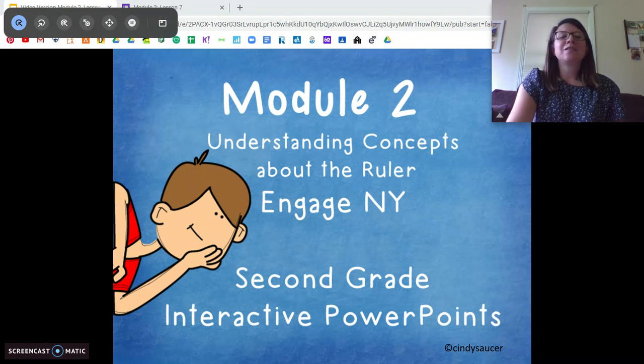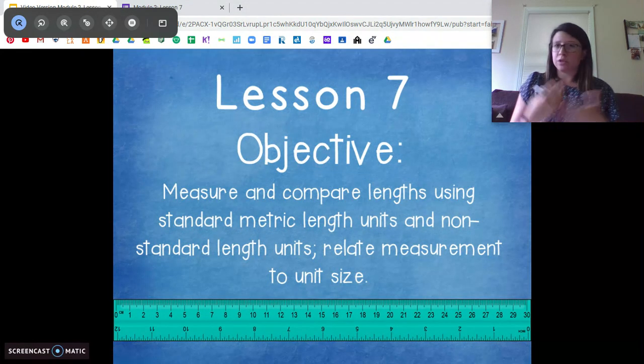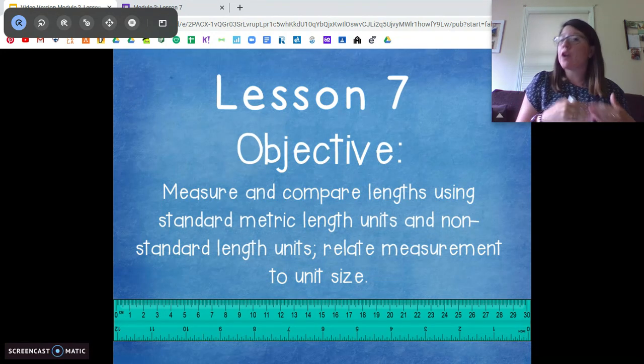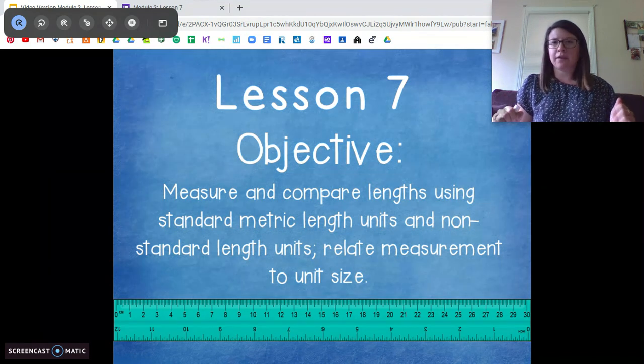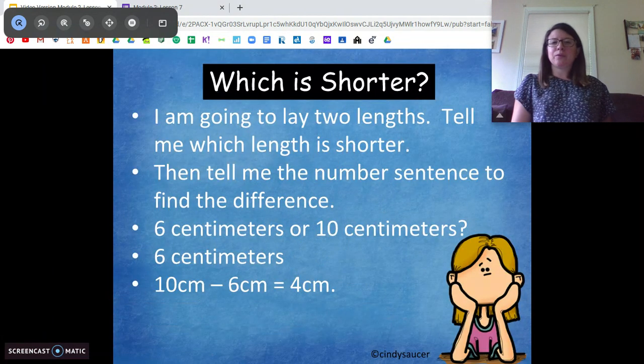Okay. So our objective for this lesson is to measure and compare lengths, which is what we've been doing, using standard metric units, which is the centimeter we've been talking about, and non-standard length units, not metric units. So we're going to be using 2 different types of measuring today. But first, let's do our fluency practice.